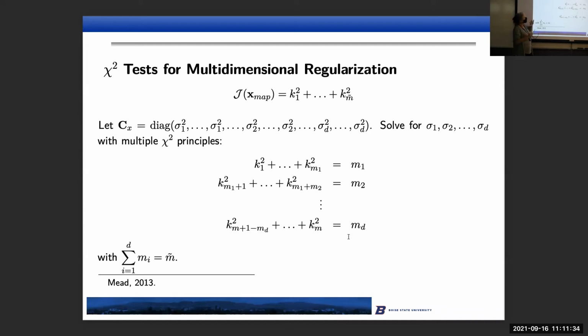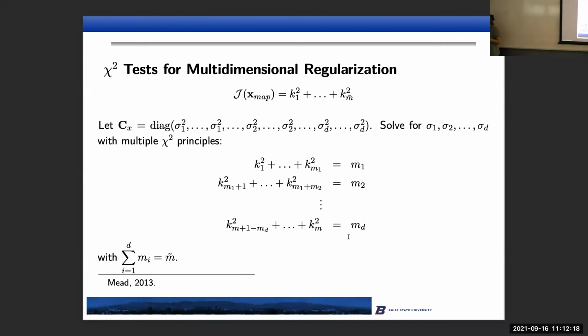Going back to how this was derived, it's a chi-squared. If you're familiar with chi-squared, this may feel comfortable: the chi-square random variable with m degrees of freedom is k1 squared up to km tilde squared. So I blocked that out into multiple chi-square tests. We need to make sure that m1, m2, and mD are large in order to use the chi-square test, but basically I can do chi-square tests on each block.